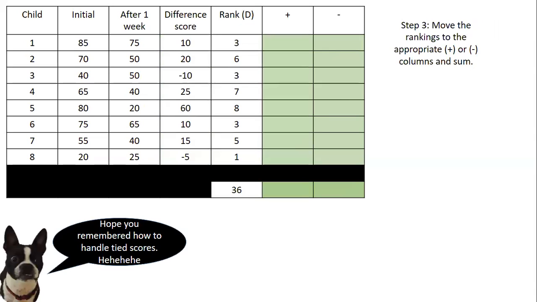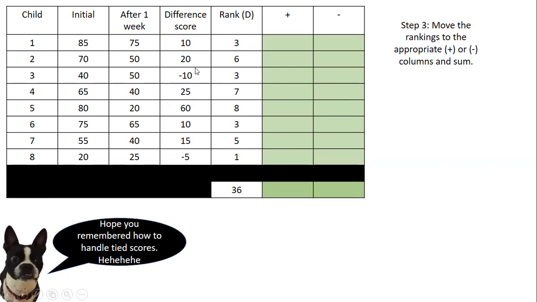Okay, let's see what we got. So with this, you have different scores of 10, 20, -10, 25, 60, and so on. And then, of course, the rankings. And of course, Otto is here substituting in as the jackass sense. I do it all the time. This one, of course, had tied scores. So the idea here is you did have to deal with all of those 10s.